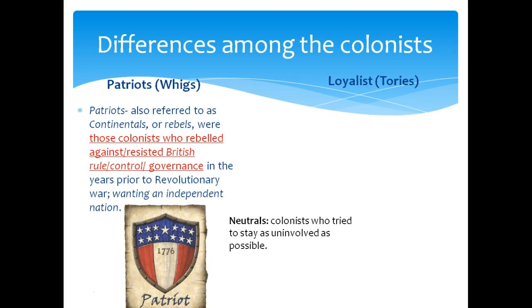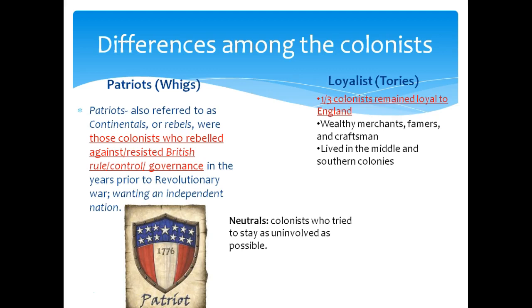Then you had the Loyalists, and these were the Tories. About one-third of the colonists did remain loyal to England. These were typically some wealthy merchants who probably benefited from the trade with England, some farmers and craftsmen. Again, probably people that benefited mostly from trade with England and supported their relationship with them. They tended to live mostly in the middle and southern colonies. This is why we see a lot of our founding fathers that lived more in New England and some of the middle colonies.